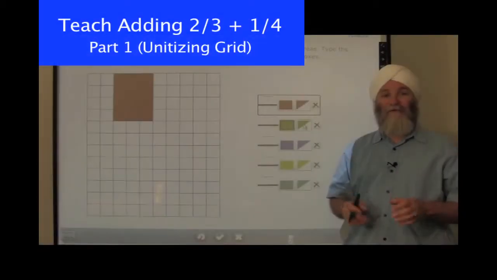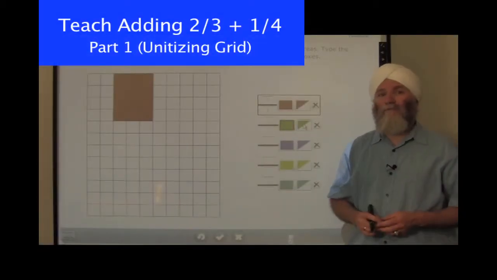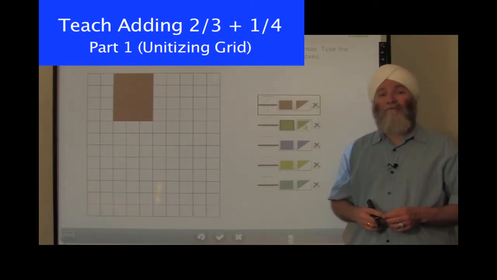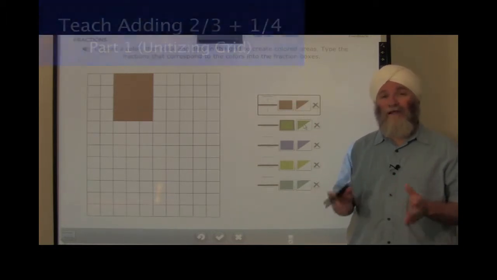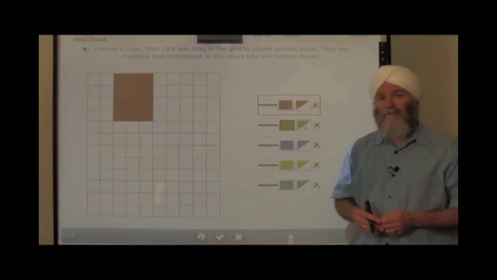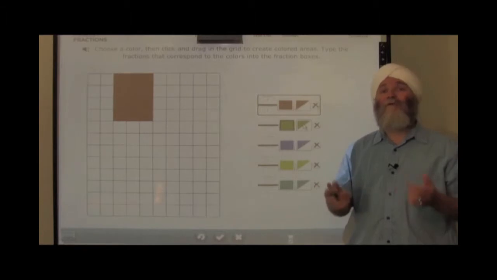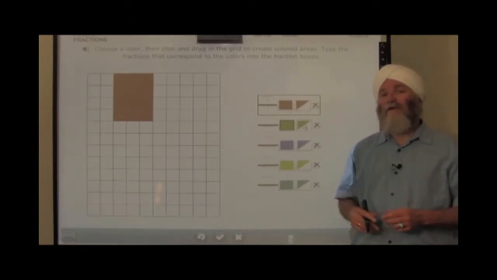This is part of a series of videos about one specific problem, 2/3 plus 1/4. Using conceptual fractions free tools, we're modeling whole class discussions that lead to deep understandings. And we're using a variety of tools to represent the same problem in multiple ways. In this video, we use the unitizing grid tool.